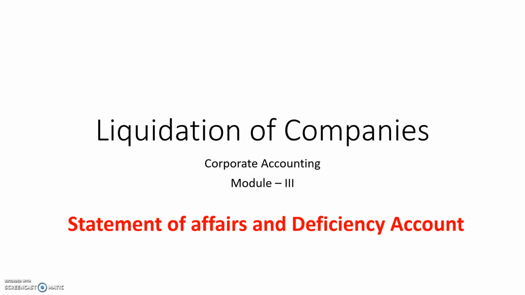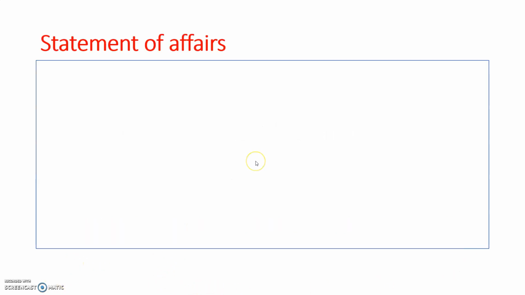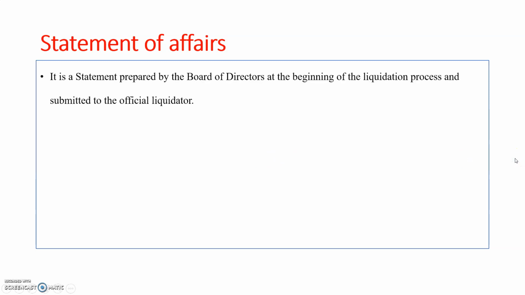In the last classes we discussed liquidation of companies, including the definition and the different methods of liquidation. Today we are moving to a new topic, statement of affairs and the deficiency account. Statement of affairs is an important statement prepared by the board of directors at the beginning of the liquidation process, and it is submitted to the official liquidator.